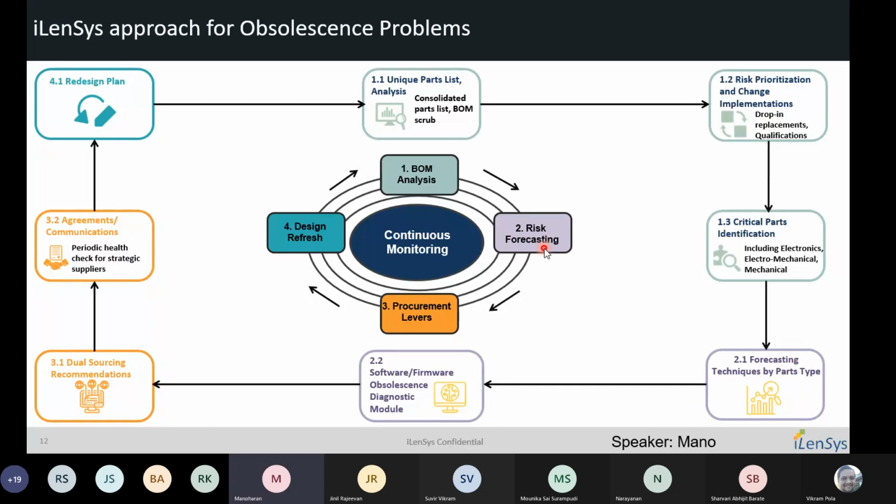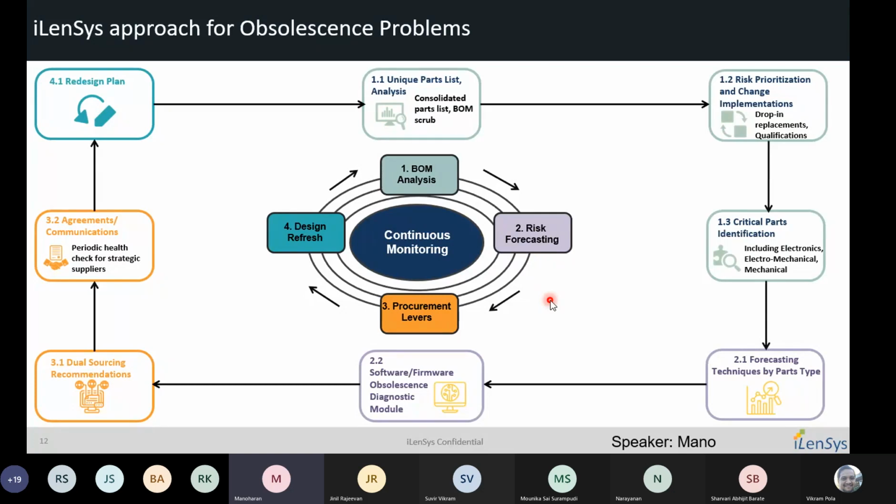And then prioritization of those risks, and coming up with a drop-in replacement, if it is a simple drop-in replacement we can find, for a quick remediation. Whereas then the next follow-up steps come into play, where we look at the critical parts of the given bill of material. If you take any product bill of material, including not only electronics but electromechanical and mechanical components as well, we come up with a critical parts list.